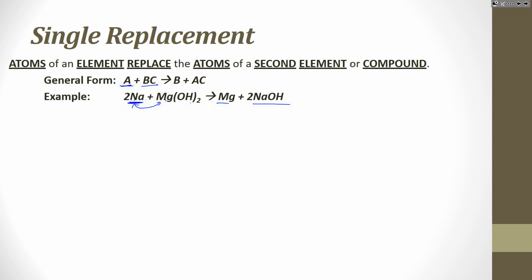Let's think of another example. Let's do zinc metal and HCl. Well, zinc and hydrogen are acting like my metals here. So zinc and hydrogen are going to switch. So hydrogen is going to go by itself.